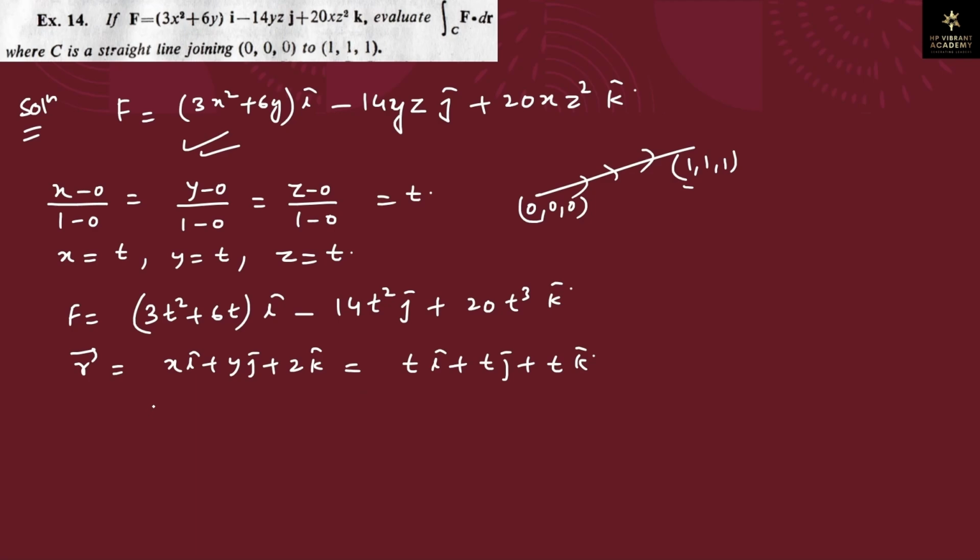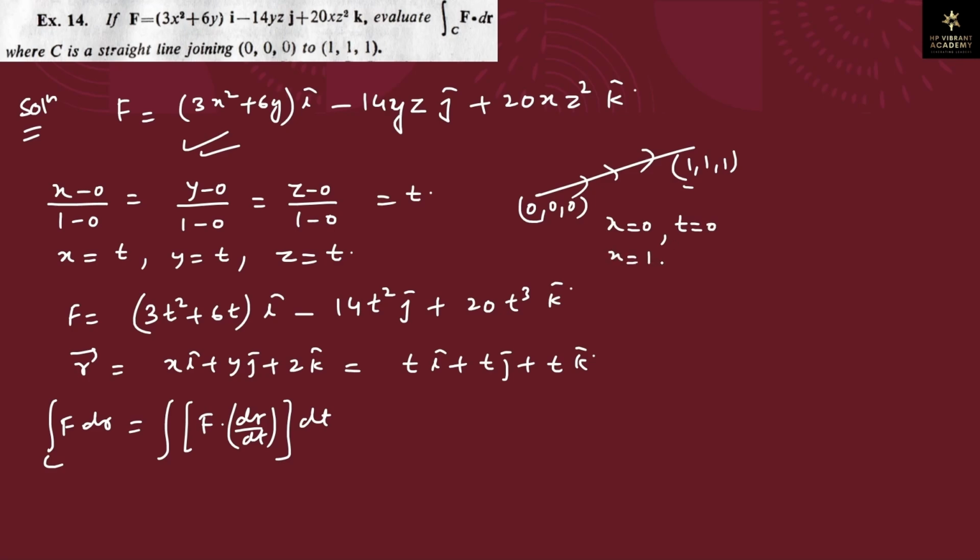So we have the value of r as this one. Okay. So now we can represent f dot dr along c as f dot dr upon dt into dt. Okay. And the limit on t will be when x is equal to 0, t is equal to 0. When x is equal to 1, t is equal to 1.